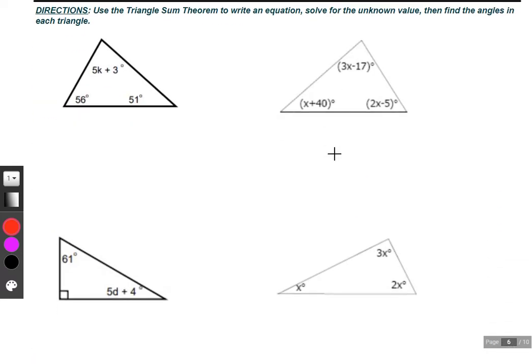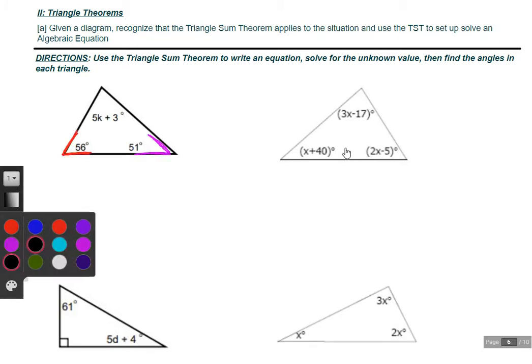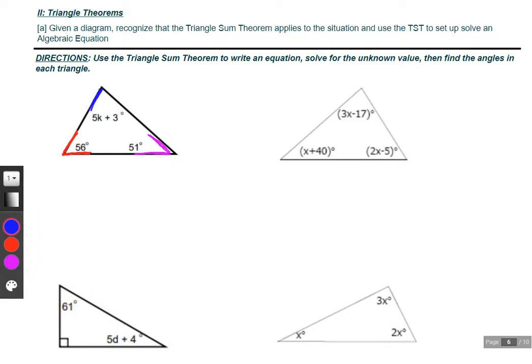All right. On this one, they're asking us to use the triangle sum theorem, but we probably could have guessed that was the thing we wanted to use for 2 reasons. One, of course, we have triangles. The second is the angles that we were given. We are told the interior angles of a triangle, namely in this first example, we're given this one to be 56. We're given this interior angle, remember interior means on the inside, to be 51. And then we're told this top angle is 5K plus 3.